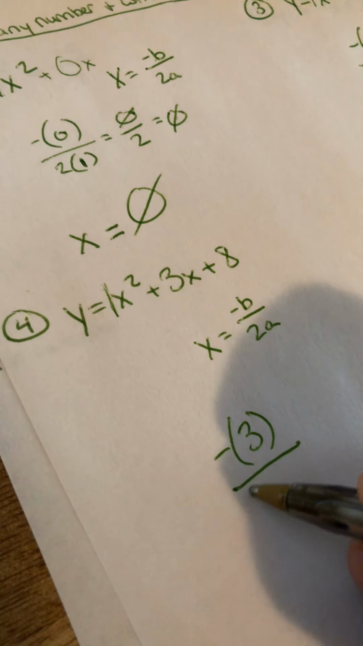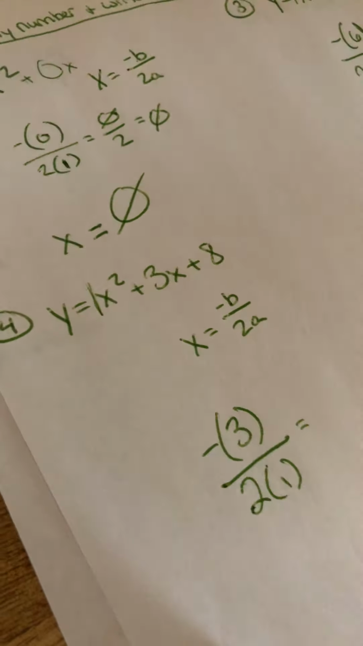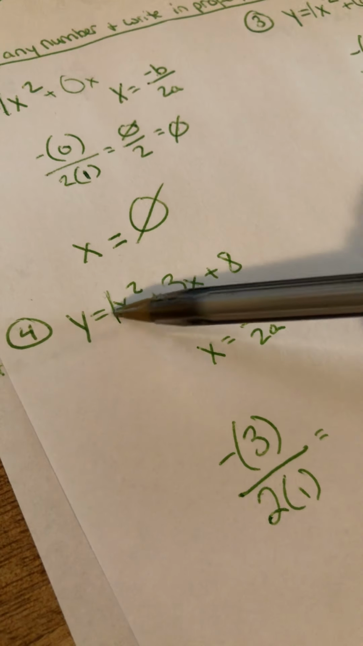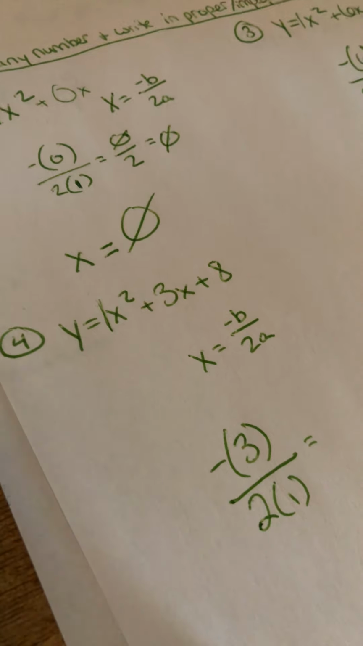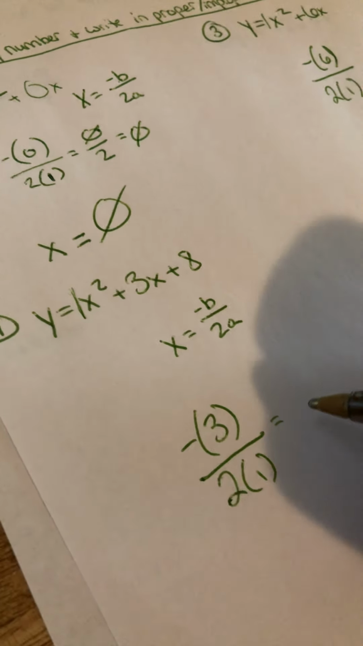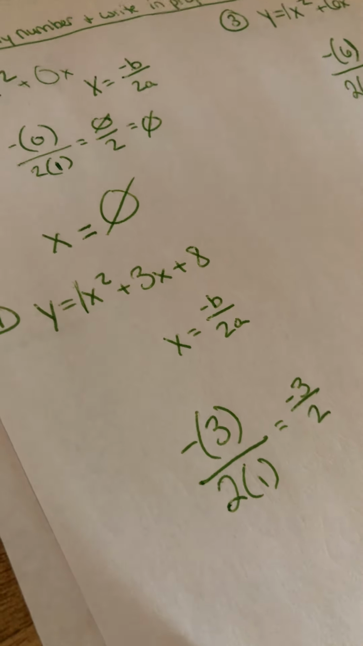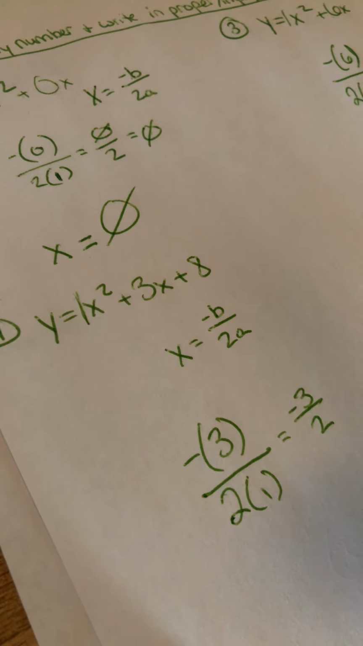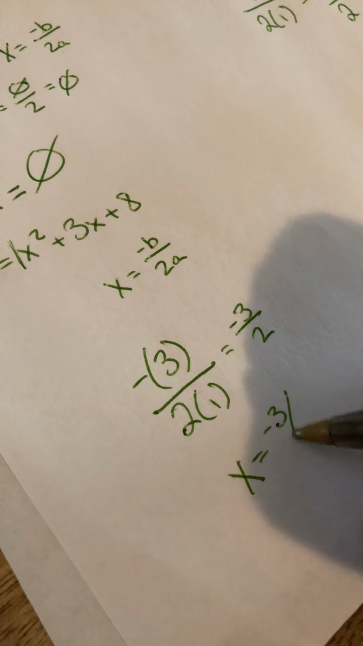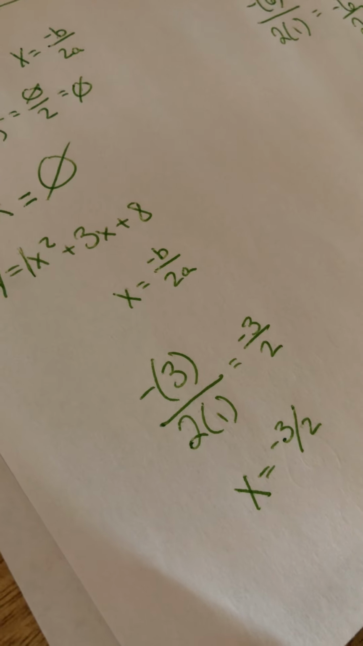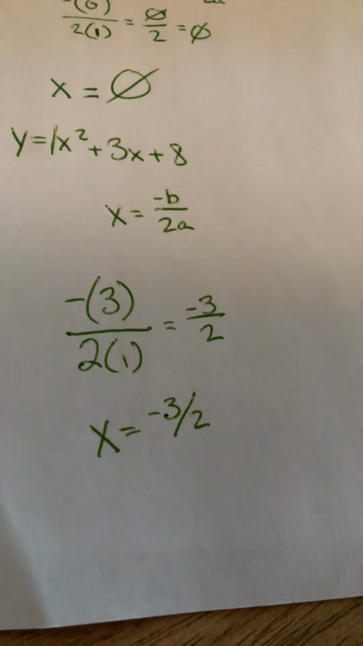2 times 1. And most of the ones I come across were like this. They didn't really have a coefficient in front of the x squared until very later on. And so we got negative 3 over 2, and you can leave it just like that. Okay, so x is negative 3 over 2. Leaving it just like that on the computer doesn't make a difference.